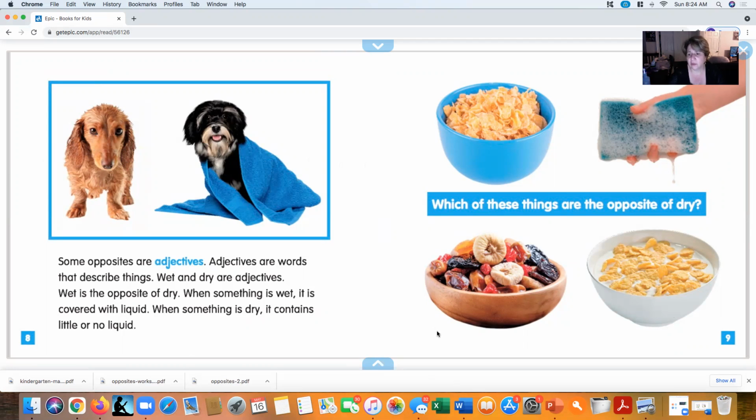Okay, so let's look. Here we have some cereal with no milk in it. And which one is wet? This is the one that's wet, right? The milk in it, right? And this is not dry either. The sponge is now what? Wet, because there's water and soap on it. You can see it dripping, right?